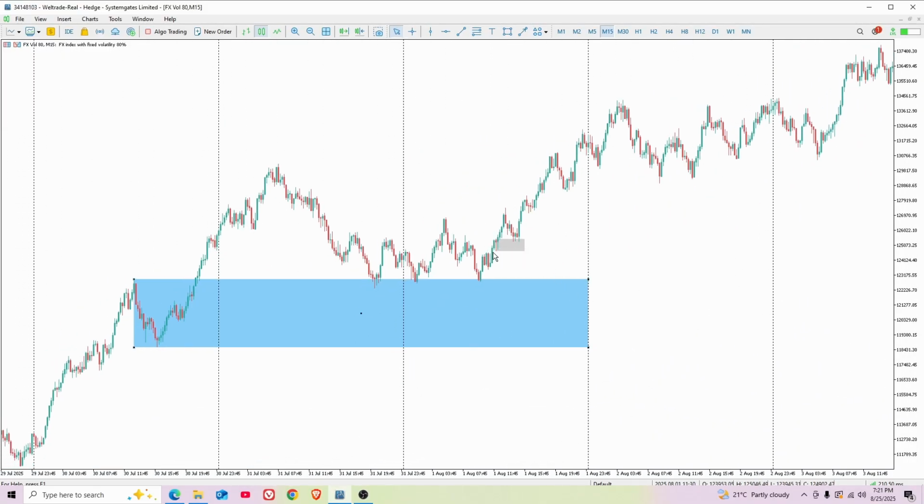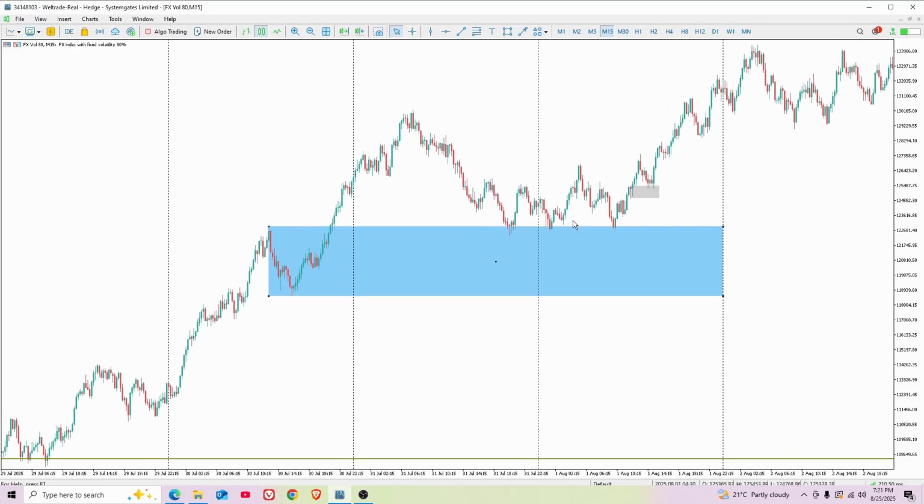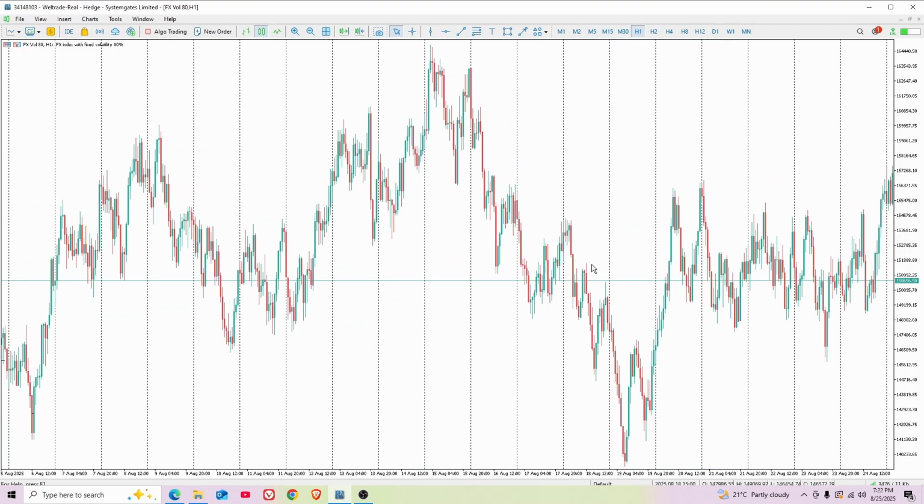Right, there it is. So the market came out. You have a swing high, you have a swing low. The market takes that out. Then this area we're looking for entries, and the market pushes higher. At the moment we're on the higher time frame, 1 hour.